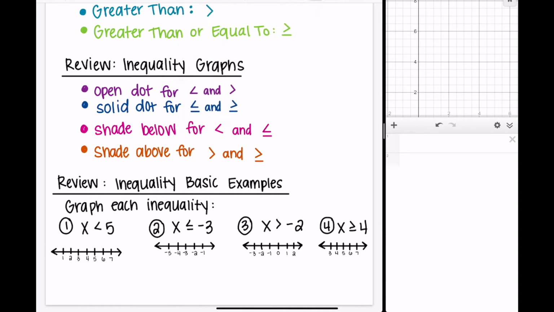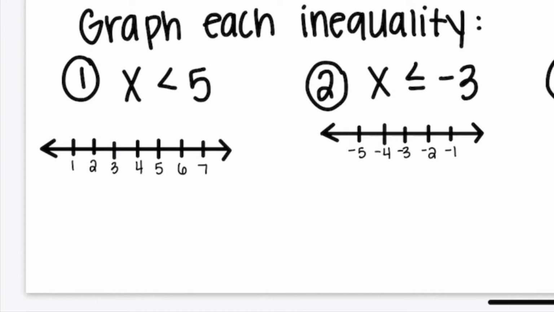All right, first let's do number 1, x is less than 5. If x is less than 5, that means your number on the number line must be less than 5. So what are some numbers on this number line that are less than 5? Well, 1 is less than 5, 2 is less than 5, 3 is less than 5, 4 is less than 5, 5 itself is not less than 5. So that's going to be an open dot. Notice that this does not have the line underneath it.